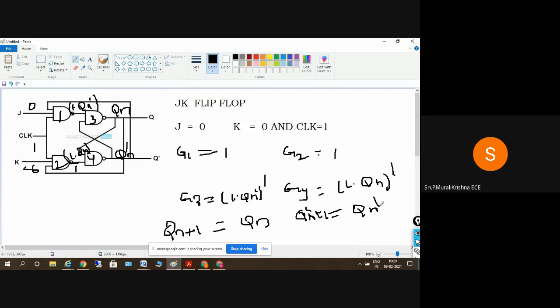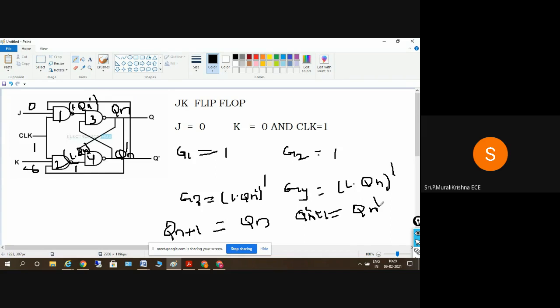Clear? Yes, sir. So this is the case with 0 0. When J is equal to 0 and K is equal to 0, there is no change in the state. Whatever values we got here are the previous values, Qn and Qn bar. So Q of n plus 1 is Qn, which means it remains in the previous state only.